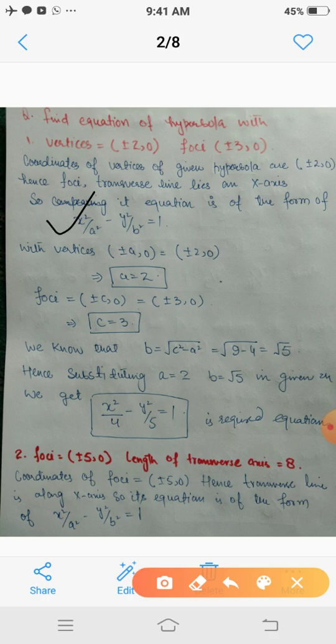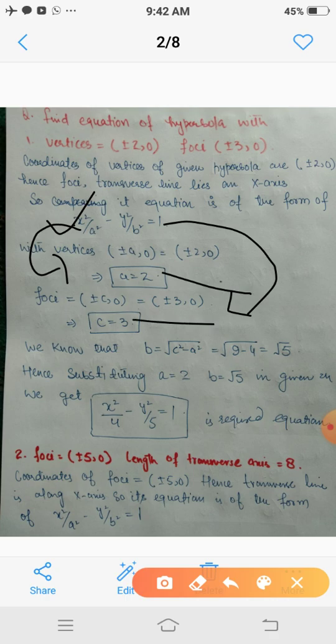Here the vertices of the given hyperbola are plus minus a, 0, but the given vertices are plus minus 2, 0, which implies that a equals 2. The foci of this hyperbola in the general form are plus minus c, 0, that is plus minus 3, 0, which implies that c equals 3. We know that b equals root c square minus a square, that is root 5. Hence substituting a equals 2 and b equals root 5, we get x square upon 4 minus y square upon 5 equals 1. So this is the required equation of the hyperbola with vertices plus minus 2, 0 and foci plus minus 3, 0.